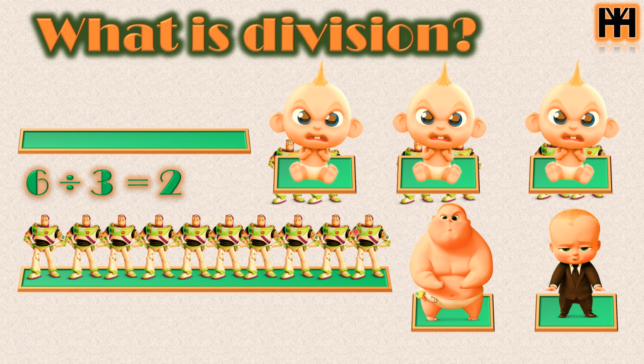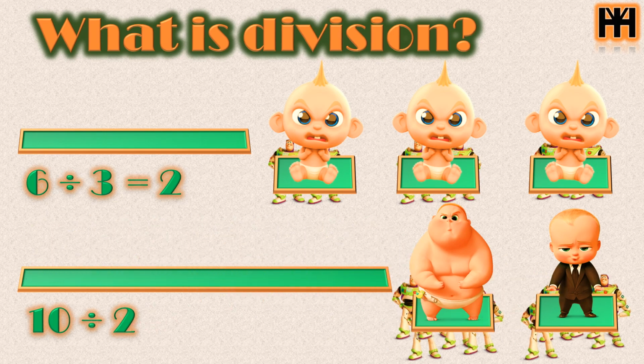Now we have 10 toys and only 2 babies. So we'll also have to divide them. So it's 10 divided by 2. If we ask ourselves how many 2s are inside the 10, the answer will be 5. So each of them will get 5.